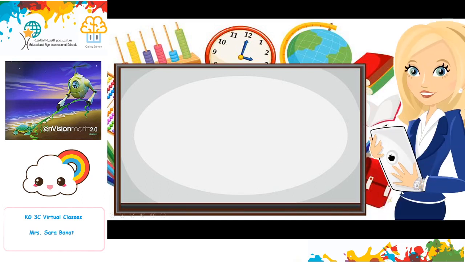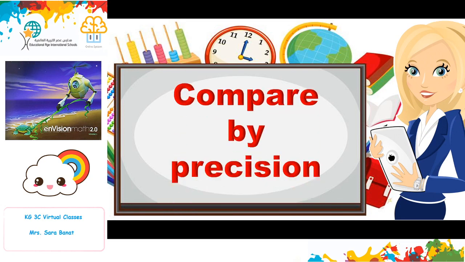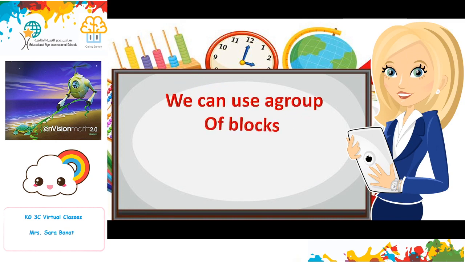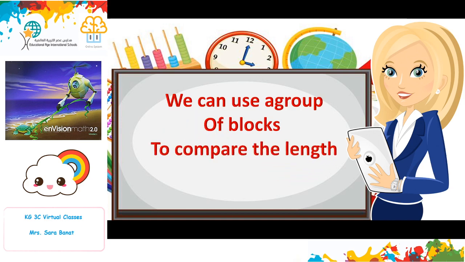Now we're gonna start with our math lesson for today, and we will start talking about comparing objects by precision. Okay, what is precision? Precision is when I want to compare two objects, like for example when I want to use blocks to compare them with something else to measure the length. Let's see some examples.